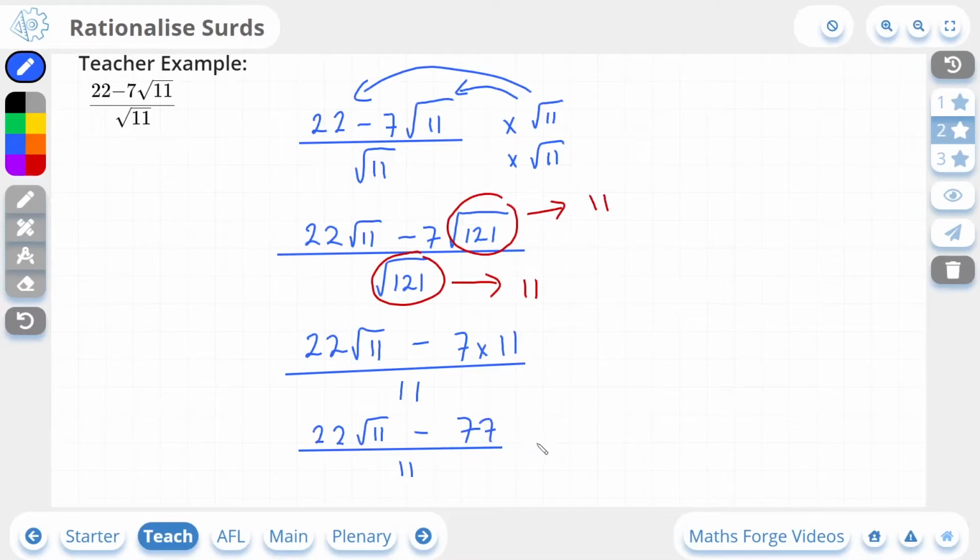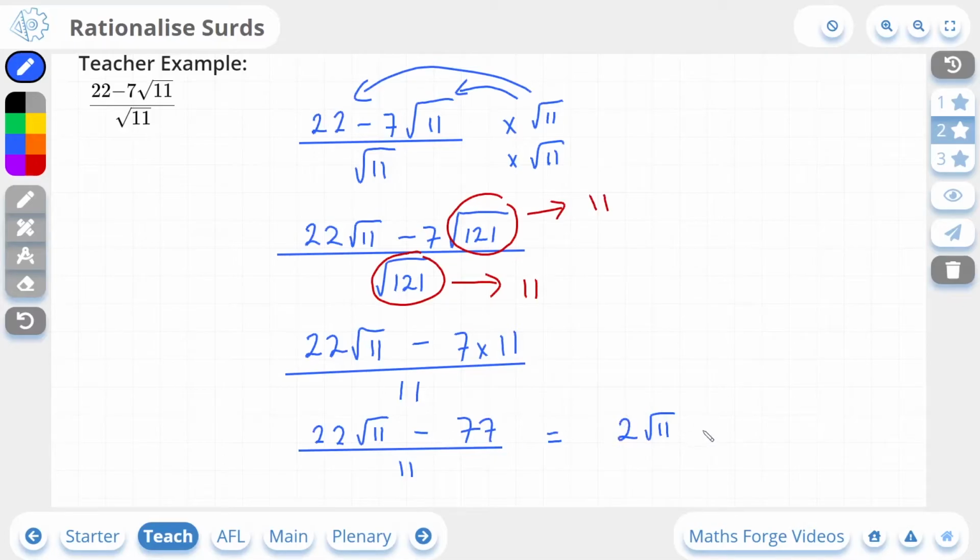22 divided by 11 will give us 2, and then the root 11 is next to it here. Notice how I just divided the 11 into the 22. Because the 22 is multiplying onto the root 11, you don't need to divide the 11 into both of them. You choose which one you divide it into. And of course, we're going to divide it into the 22 because this simplifies to give us 2.